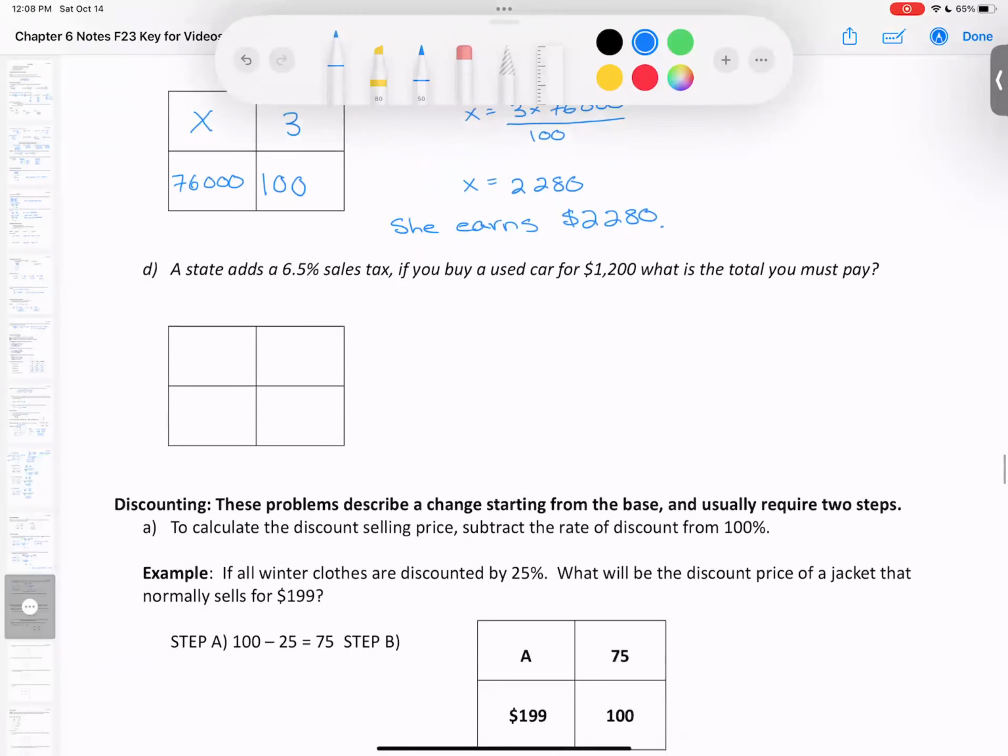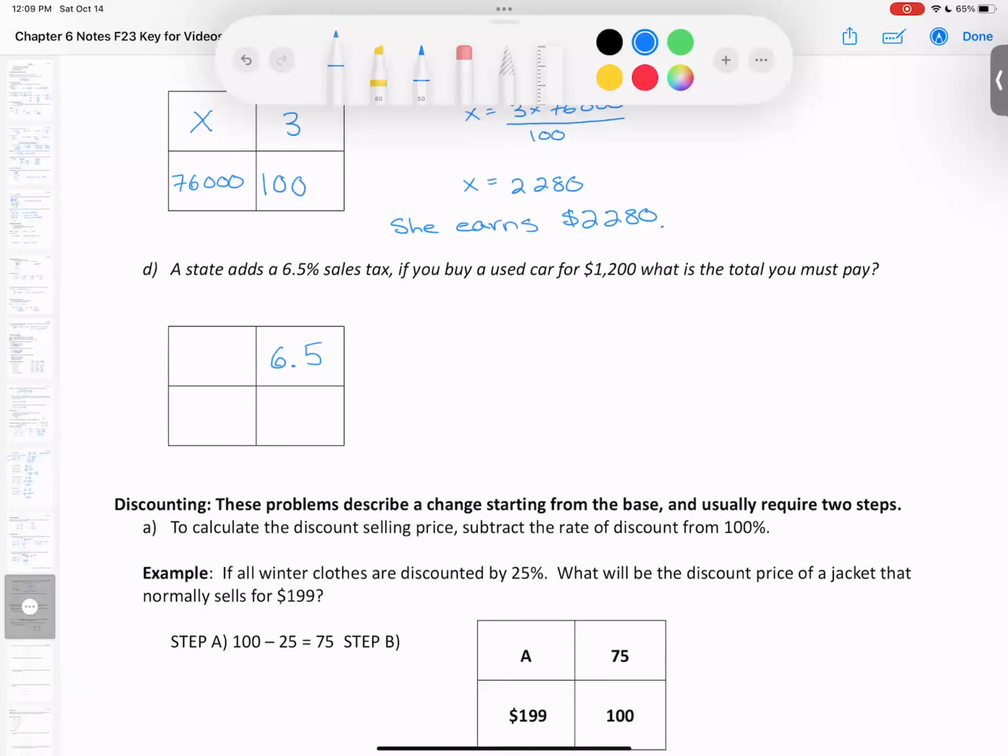Okay, let's take a look at the next one. So a state adds a 6.5% sales tax. If you buy a used car for $1,200, what is the total you must pay? Okay, so this is actually a two-step problem. Or actually, we could do it two different ways, but we're going to do it as a two-step problem. So let's see what we have. We know the rate is 6.5%.